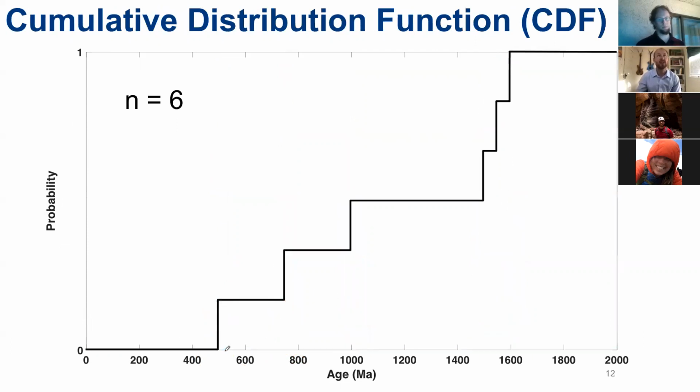Further, the CDFs, these cumulative distribution functions, only take into account your best estimate of the age, so typically your mean age. So each of these does not take into account the analytical uncertainty.